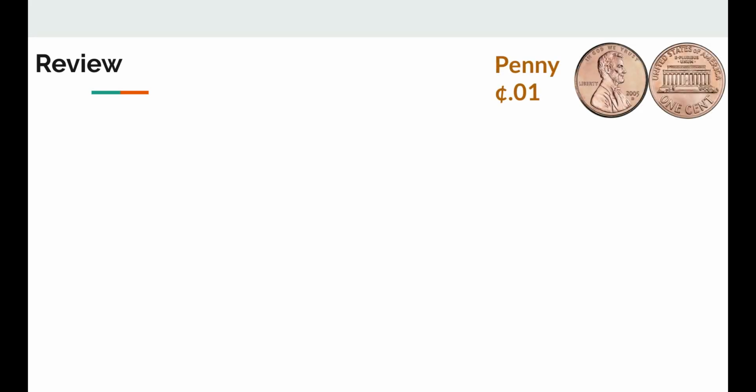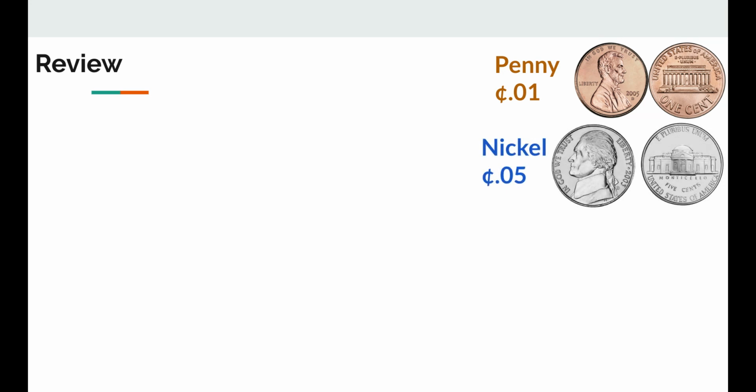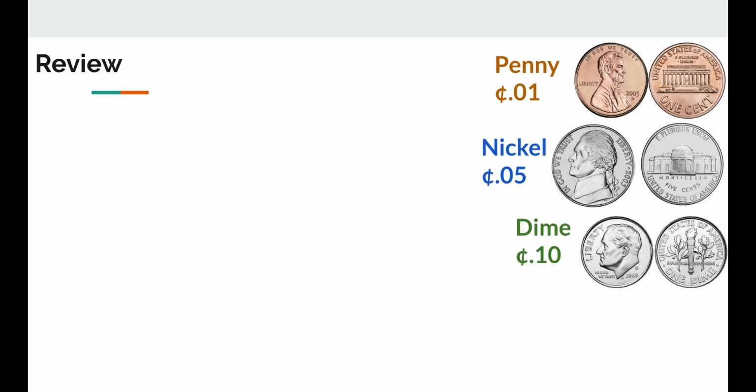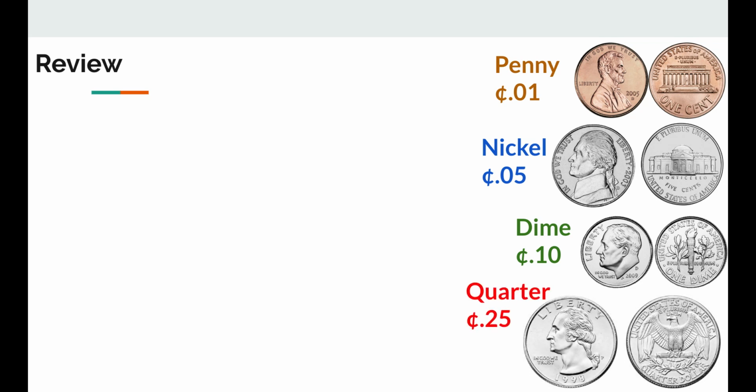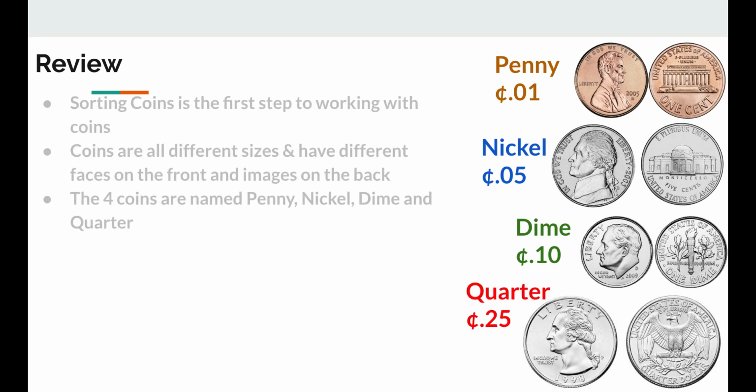All right, just a quick review. We have 4 coins here in the United States. They are the penny, which is worth 1 cent. We have a nickel, worth 5 cents. The dime, worth 10 cents. And the quarter, worth 25 cents.